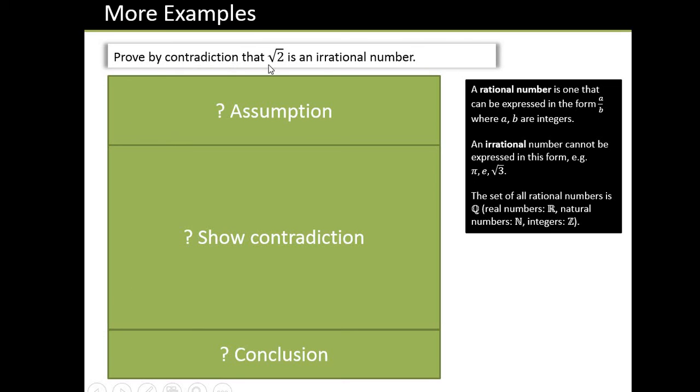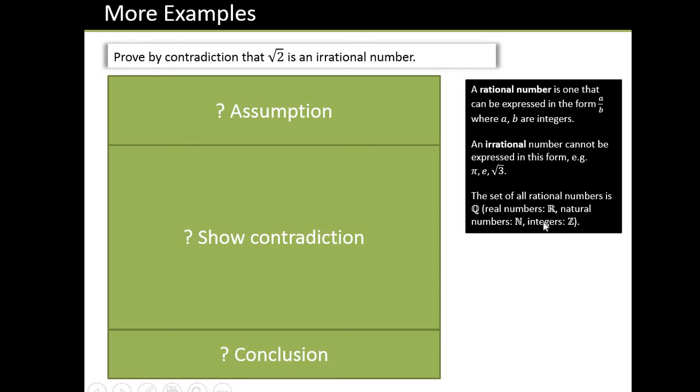Okay, prove by contradiction that root 2 is an irrational number. So you need to understand what an irrational number is. A rational number is a number that can be expressed in the form of a over b, so it can be expressed as a fraction where a and b are integers, and, you'll see in a minute, this fraction can't be cancelled down, it can't be simplified. So an irrational number is a number that can't be expressed as a fraction where a over b are integers and cannot be simplified. You have already met a few types of irrational numbers: pi, e, root 3.